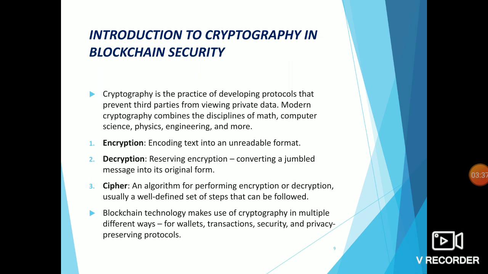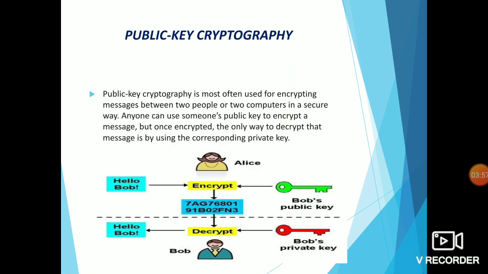And number 3, cipher, an algorithm for performing encryption or decryption, usually a well defined set of steps that can be followed. Blockchain technology makes use of cryptography in multiple different ways for wallet security, transaction security, and privacy preserving protocols.